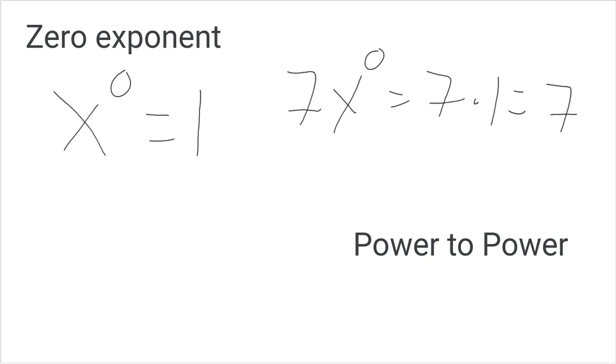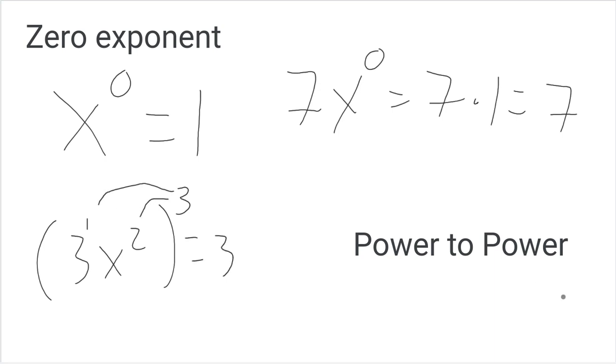And then power to power, let's say I have 3x squared to the power of 3. So this 3 needs an exponent right here. So we're going to give it the number 1, and then multiply every exponent inside. So now it's 3 to the power of 3, and x to the power of 6, because 2 times 3. And then 3 times 3 times 3, because it's 3 times, is 27.